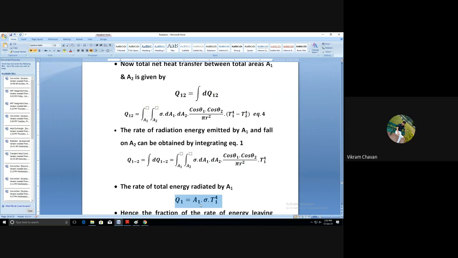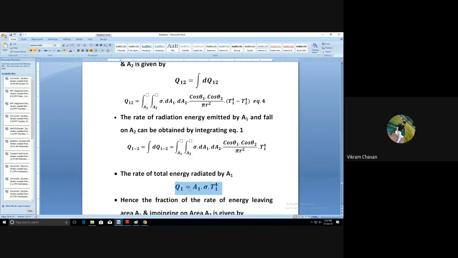So this is according to the Stefan Boltzmann law. The rate of total energy radiated by A1, that will be equal to q1 is equal to A1 multiplied by sigma multiplied by T1 raised to 4. Okay, this is the total amount of radiation sent by a body in all directions.